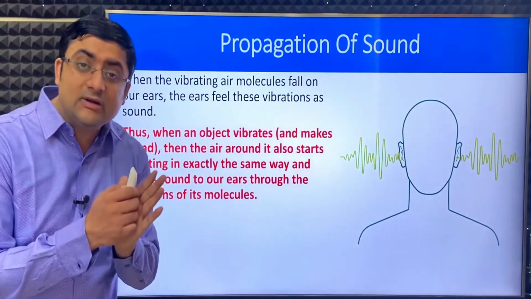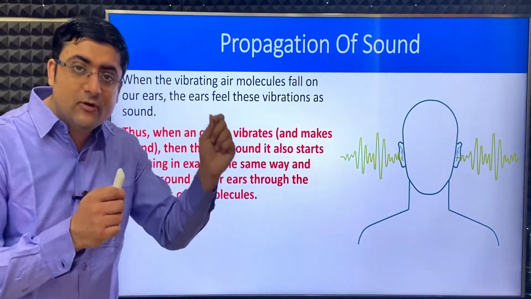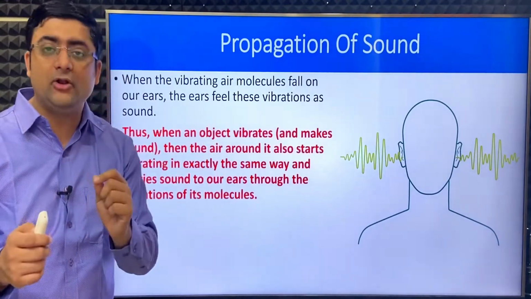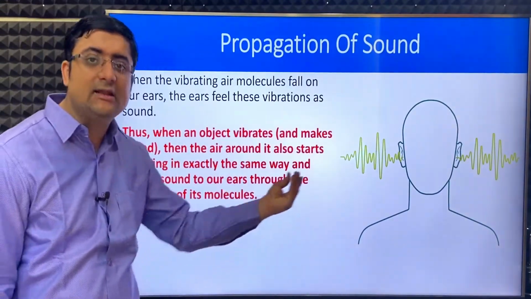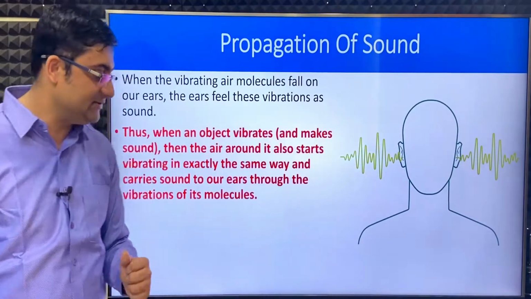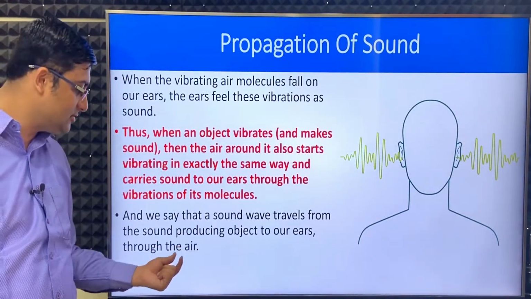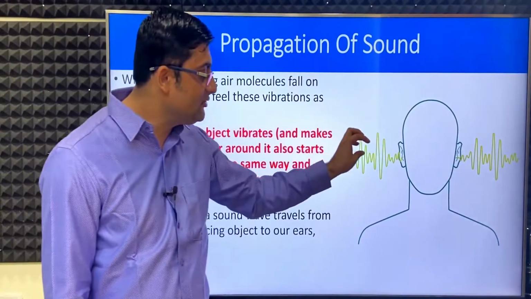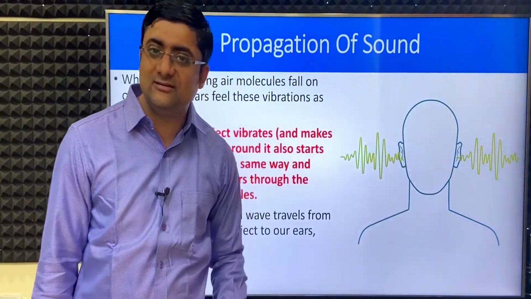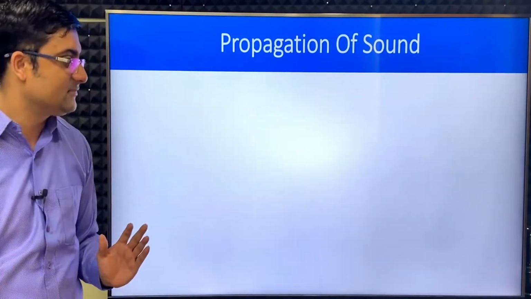So remember guys, sound is basically a vibration. How is it going from one point to the other? With the help of molecules. So the molecules are carrying these vibrations from one point to the other. And we say that a sound wave travels from the sound producing object to our ears through the air. So this is how the vibrations are coming and entering our ear. So this is how sound travels.